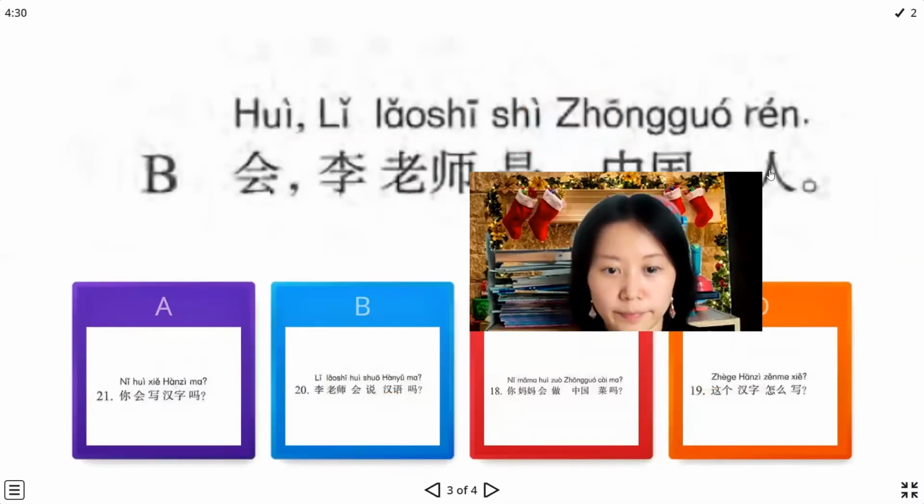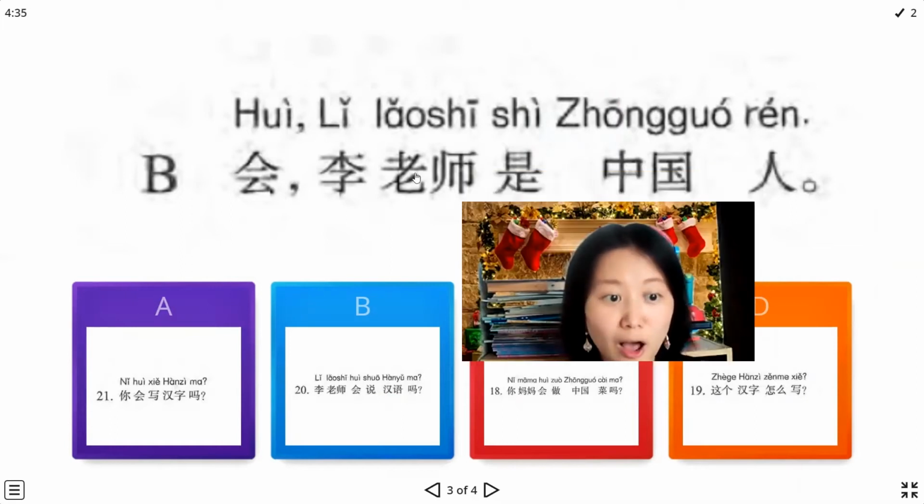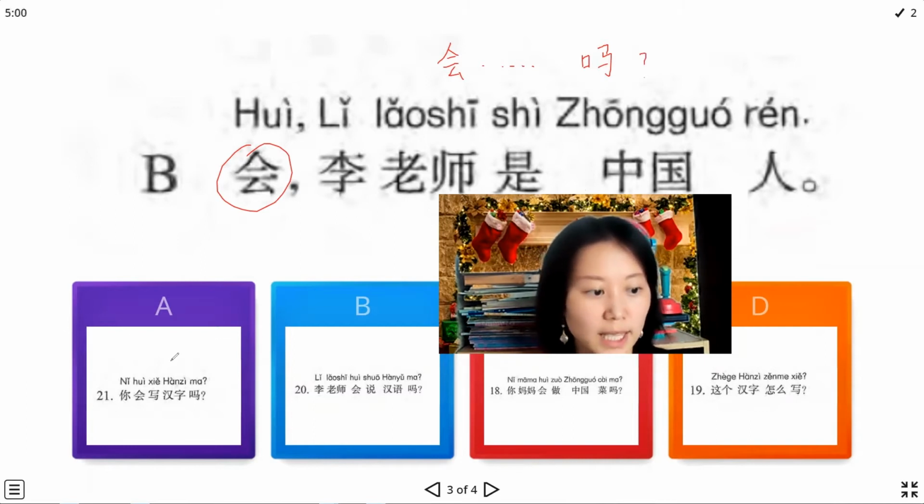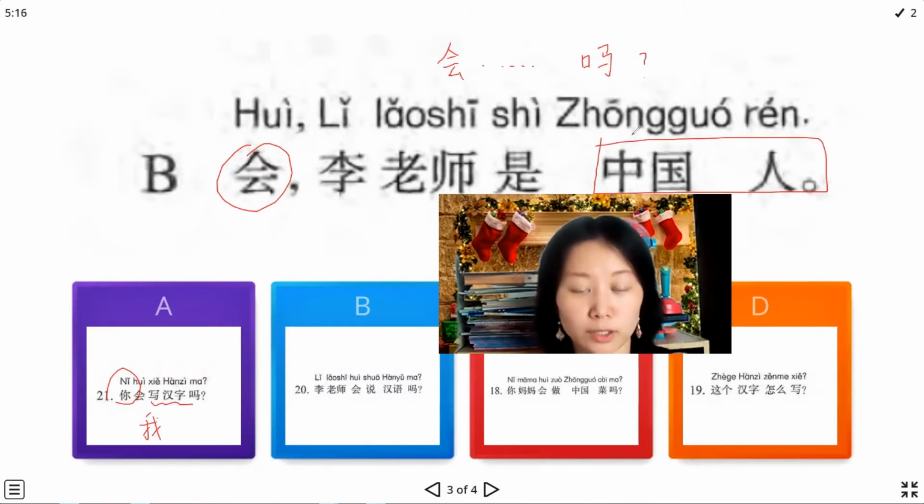Next one, this sentence is 李老师是中国人. 会 means can, I can, and it is always used in an ordinary question, 会什么什么吗, to ask whether someone can. We check A, B, C, D. A, 你会写汉字吗? You always use 我 to answer the question, and 写汉字 is to write, but this one talks about 中国人. Maybe we need to find something about 李老师.